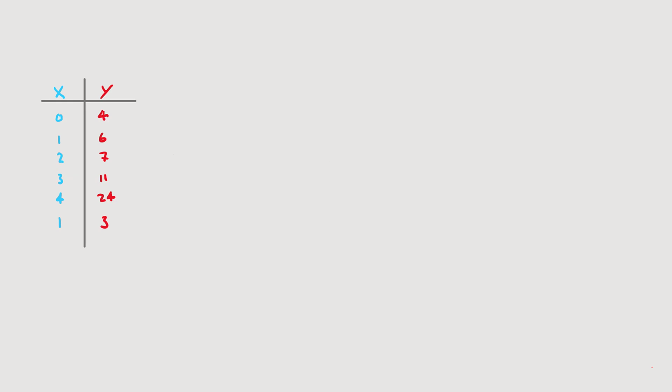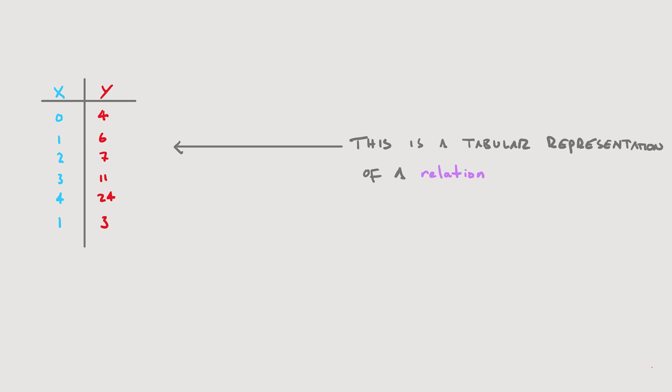Now, before we talk about functions, we have to talk about kind of what functions are made up of, which is a relation. What I have on the screen here is a tabular representation of a relation. There's a whole bunch of different ways that you could represent a relation. Tables is one of them, where you have your x values, your inputs on the left-hand side, and your y values, your outputs on the right-hand side. But what's a relation? A relation is just a set of ordered pairs, right? And so I'm choosing to represent it as a table of values here.